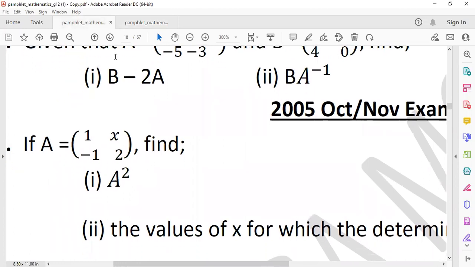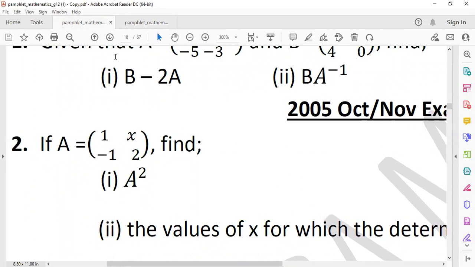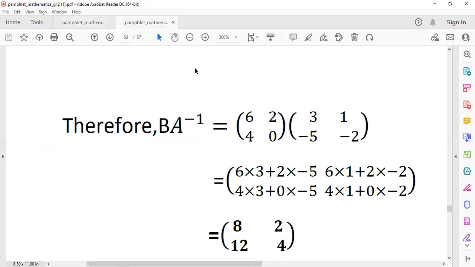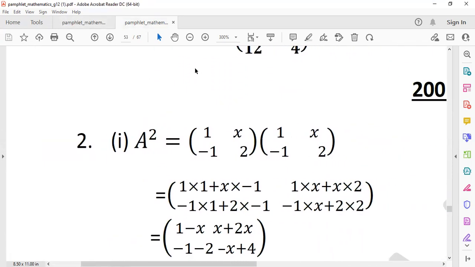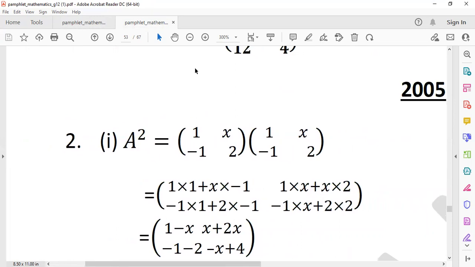So this is the second question. If A is equal to 1, x, negative 1, 2, find A squared. So yet again, A squared, we go down to the next. So it's this by that, like that.